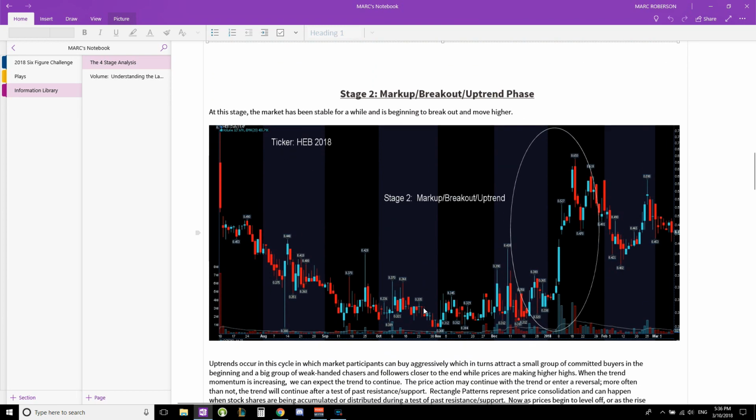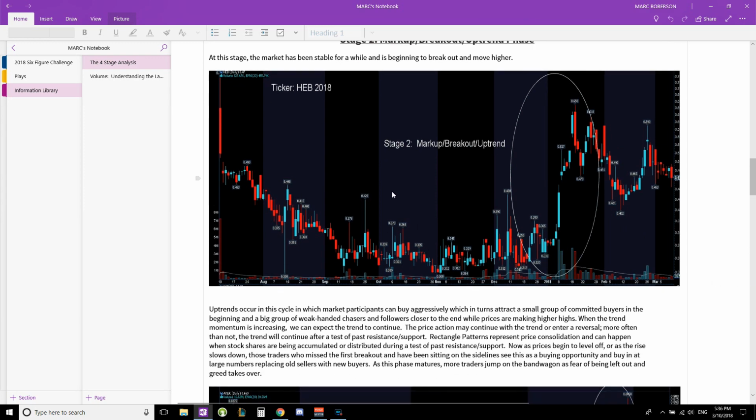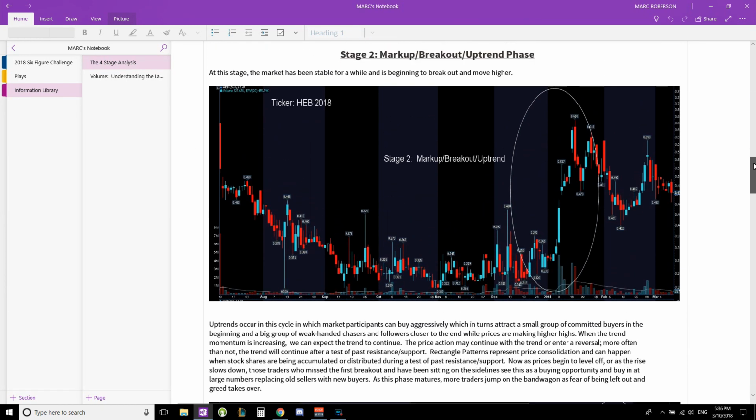All right. Now, stage 2 is the markup, breakout, uptrend phase. At this stage, the market has been stable for a while and is beginning to break out and move higher. Now we're looking at the chart HEB for 2019. I don't know why I kept putting 18 on it. Sorry.